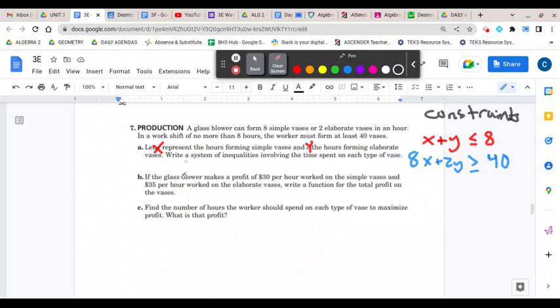All right, so part A is asking for our objective function. $30 per hour on a simple vase, $35 per hour on an elaborate vase. Write a function for total profit on the vases. So that's going to be our objective function right there, which is going to be 30x plus 35y. Find the number of hours a worker should spend on each type of vase to maximize the profit. What is that profit? Again, what we're going to have to do is graph our 2 constraints.